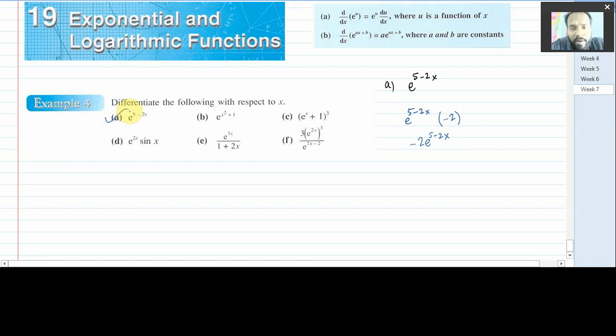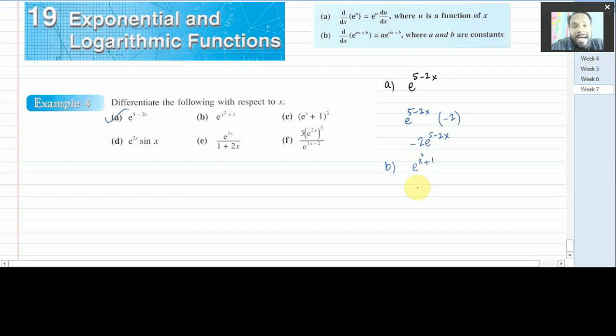So repeat with me, what did I say? The differentiation of exponential is exponential, and then you need to find the derivative of its power. Right? Now starting with part B. It says e to the power x square plus 1. x square plus 1 is the power of the exponential. So what is the differentiation of this part?